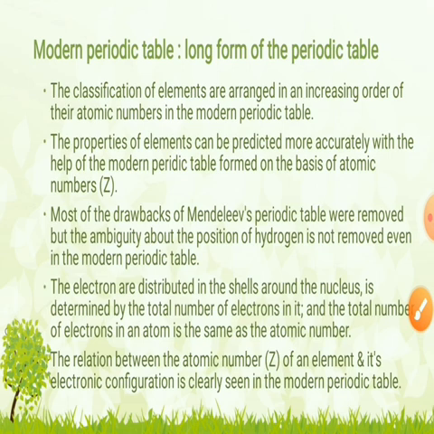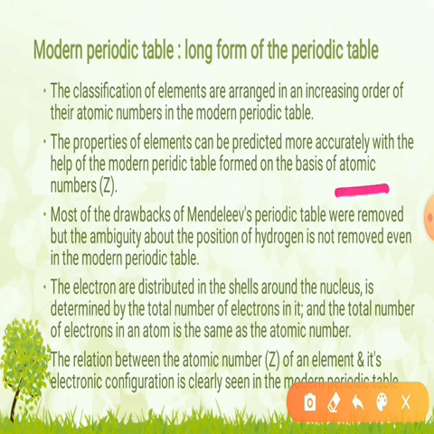The modern periodic table is also called the long form of the periodic table. The elements are arranged in increasing order of their atomic numbers in the modern periodic table. The properties of elements can be predicted more accurately with the help of the modern periodic table formed on the basis of atomic number Z. Most of the drawbacks of Mendeleev's periodic table were removed, but the ambiguity about the position of hydrogen is not removed even in the modern periodic table.